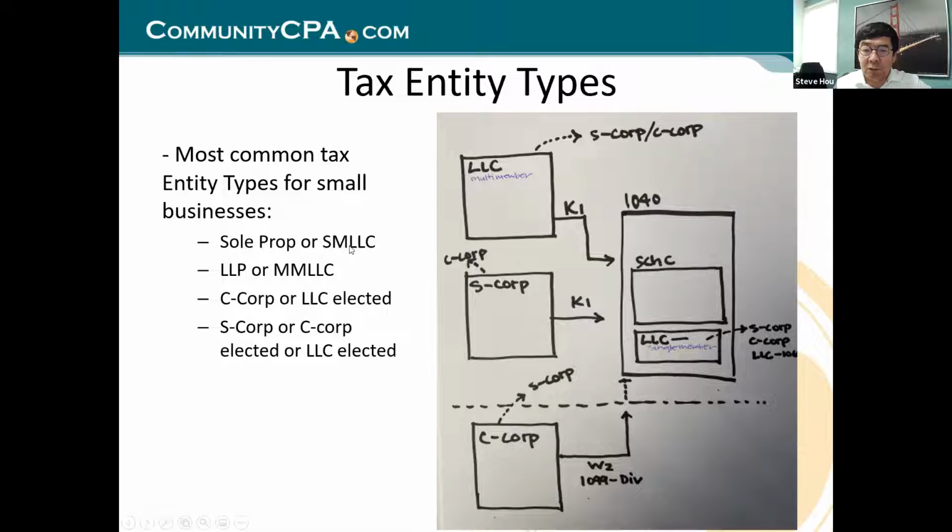If it's a single member, you don't do anything, so it'll default to be like a sole proprietorship. If it's a more than one member LLC and you don't do any elections, then by default rule, it'll be like a partnership. But you could also elect your LLC to be taxed as either C Corp or S Corp by filing some other election forms, IRS election forms.